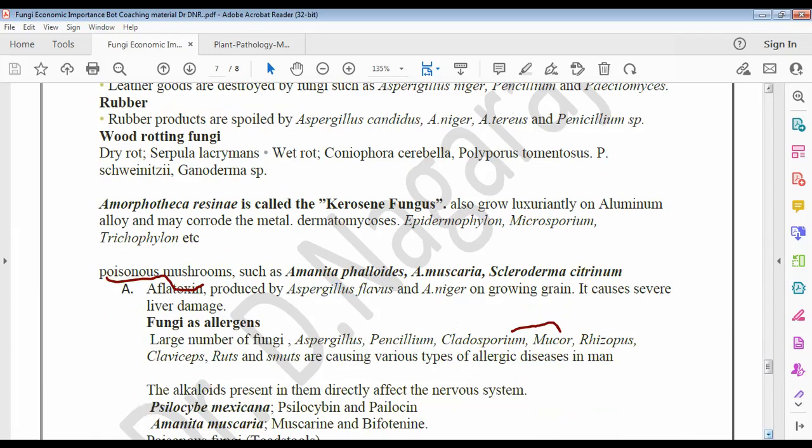Okay, you know the most important, kerosene fungi. Which is the kerosene fungus? Amorphotheca resinae is the kerosene fungus.